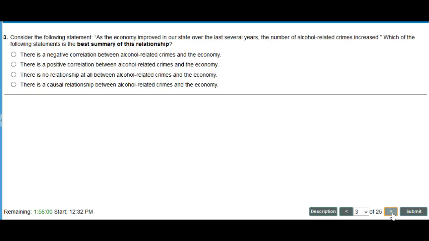Question 3. Consider the following statement. As the economy improved in our state over the last several years, the number of alcohol-related crimes increased. Which of the following statements is the best summary of this relationship? There is a negative correlation between alcohol-related crimes and the economy. There is a positive correlation between alcohol-related crimes and the economy. There is no relationship at all between alcohol-related crimes and the economy. There is a causal relationship between alcohol-related crimes and the economy.